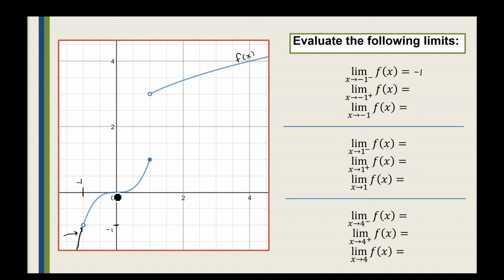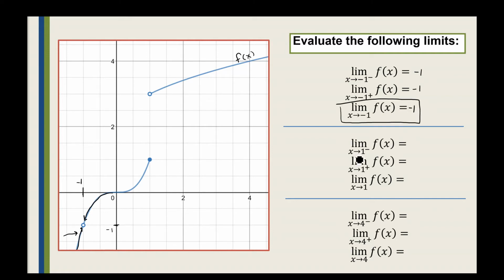And as x approaches -1 from the right, you can see that your function is also approaching -1. So we can say the limit as x approaches -1 from the right of f of x is -1. Now, since both one-sided limits exist and they agree with each other, then that two-sided limit as x approaches -1 of f of x is also going to equal -1.